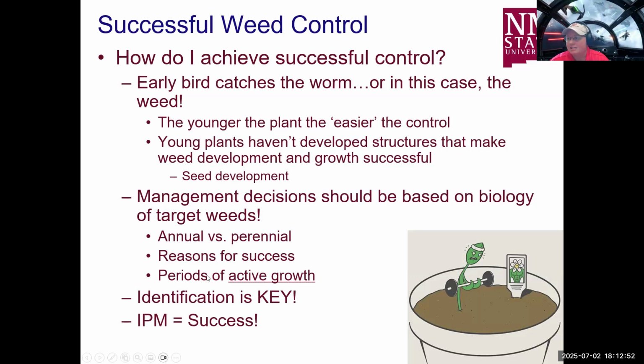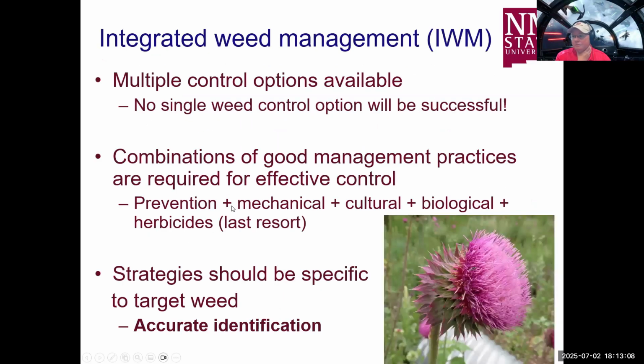When is its period of active growth, so that I can target my management for that timing rather than a timing outside of that period? Because anything outside of that period is going to be a complete waste. We're not going to be impactful enough with our management. And integrated pest management is going to be the key to that success.